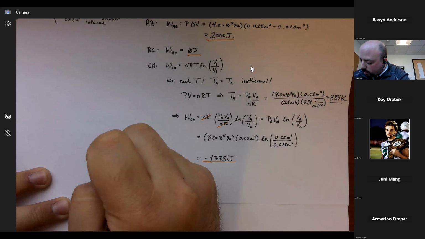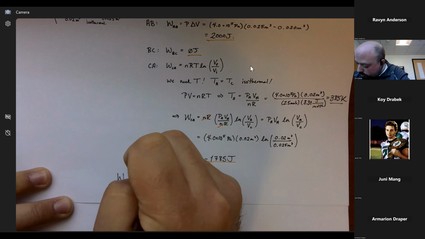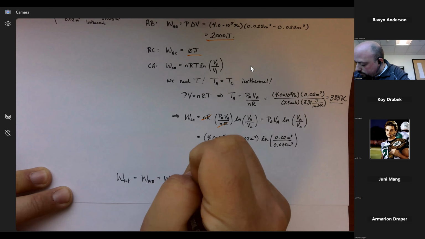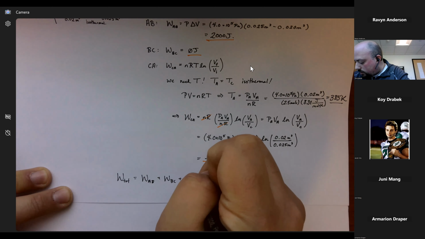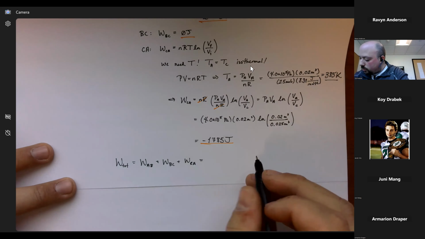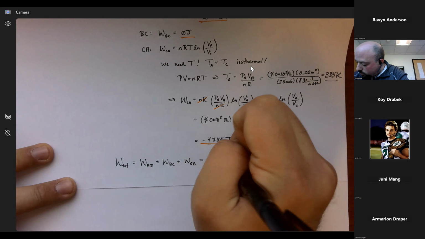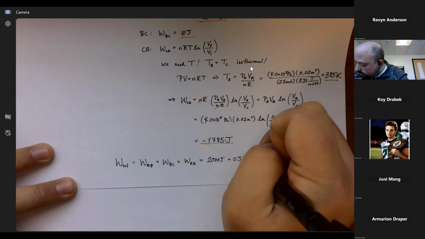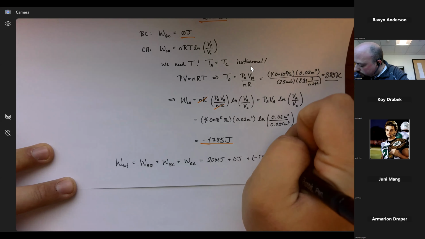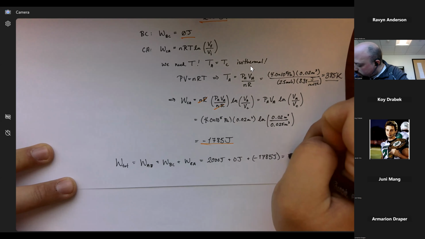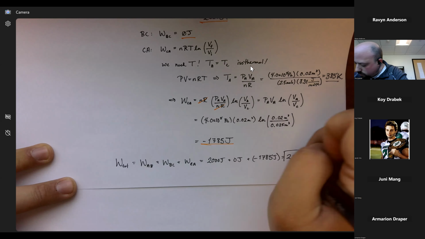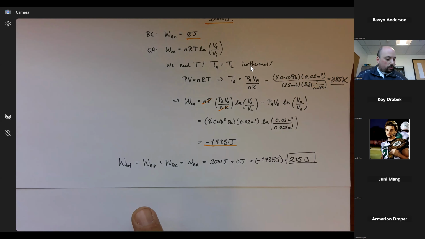All right, and so to find work total, this should just be A to B plus B to C plus C back to A. All right, and so it's just 2,000 joules plus 0 plus minus 1785 joules, which gives me 215 joules as the total amount of work being done.